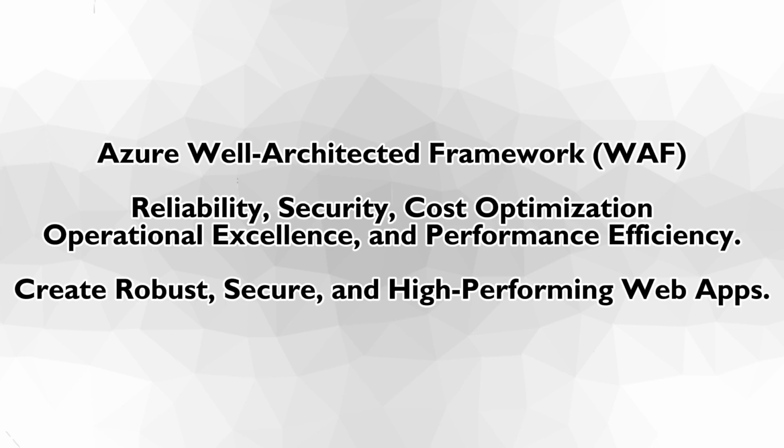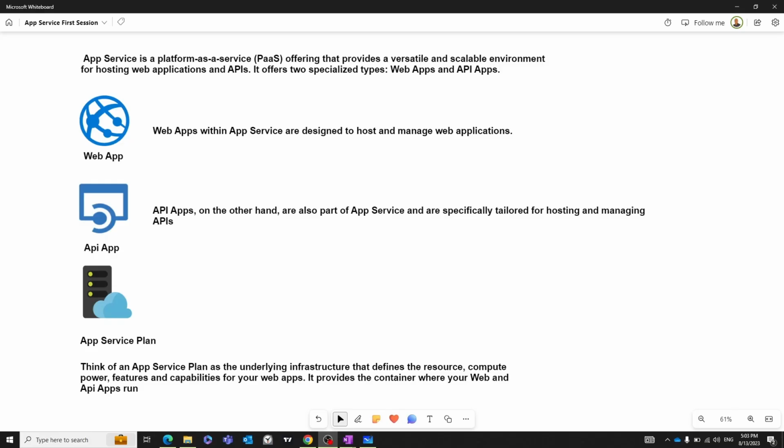Throughout this series, we will align our Azure App Service configuration and setup with the Azure Well-Architected Framework. Azure Well-Architected Framework provides guidelines to improve the quality of your workload, with pillars including reliability, security, cost optimization, operational excellence, and performance efficiency. By the end of this course, you will be equipped to leverage the full potential of Azure App Service and create a robust, secure, and high-performing web app. So let's jumpstart into the first session.